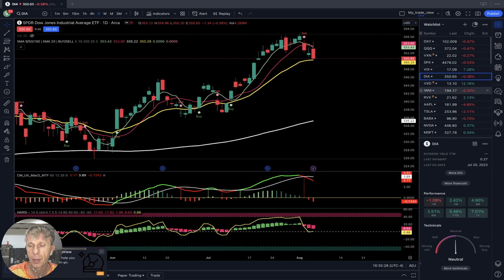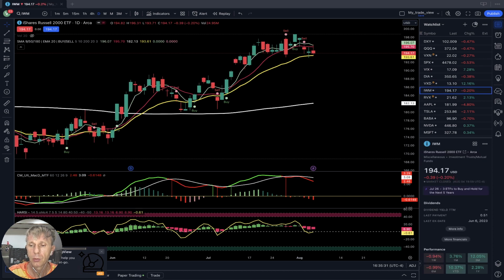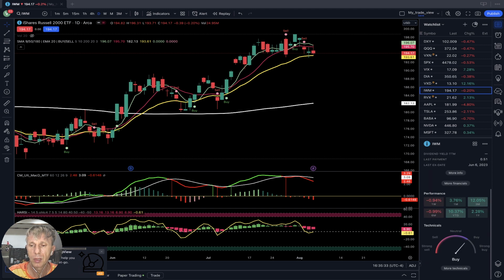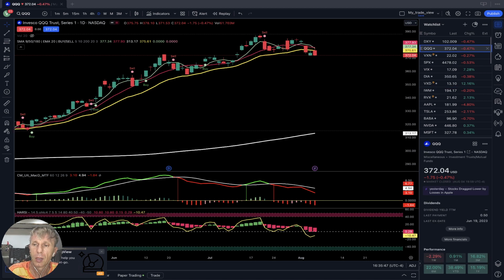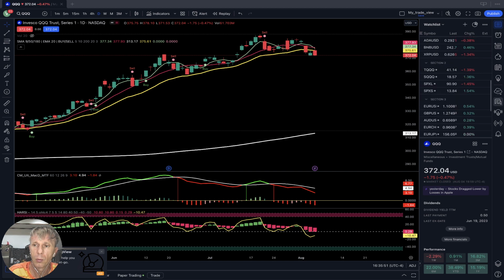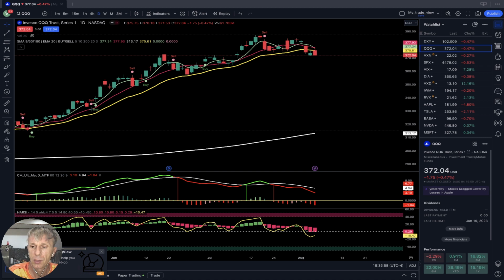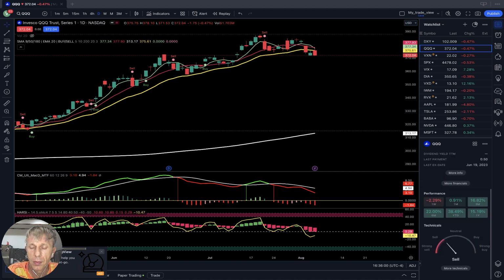Russell 2000, 1 week -1%, 1 month +4%, and year to date +10%. Qs the best performer because of the mega stocks, right? Because of the 7 mega stocks in the world, Qs performed very well year to date for the last 7 months, right? It's a 38.5% result. Very positive, very positive.